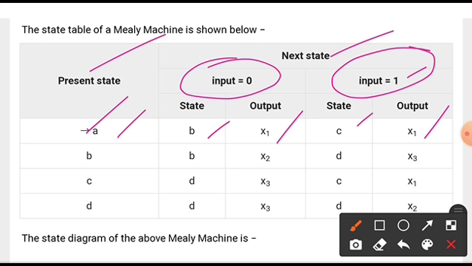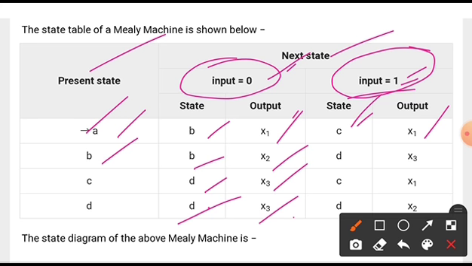Same for all, like B on getting input 0 goes to B and produces an output x2. C on getting input 0 goes to D and produces an output x3. D on getting input 0 goes to D and produces an output x3. B on getting input 1 goes to D and produces an output x3. C on getting input 1 goes to C and produces an output x1. D on getting input 1 goes to D and produces an output x3.